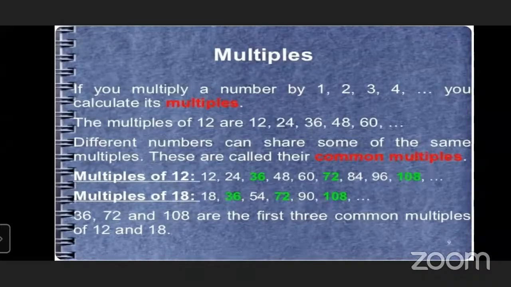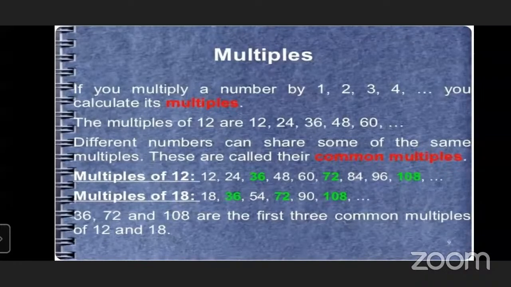Different numbers can share some of the same multiples. These are called their common multiples. If we choose any two numbers and some numbers are the same in both the tables, those are our common multiples. For example, let's check the table of 12. We can call it here multiples of 12 and multiples of 18.